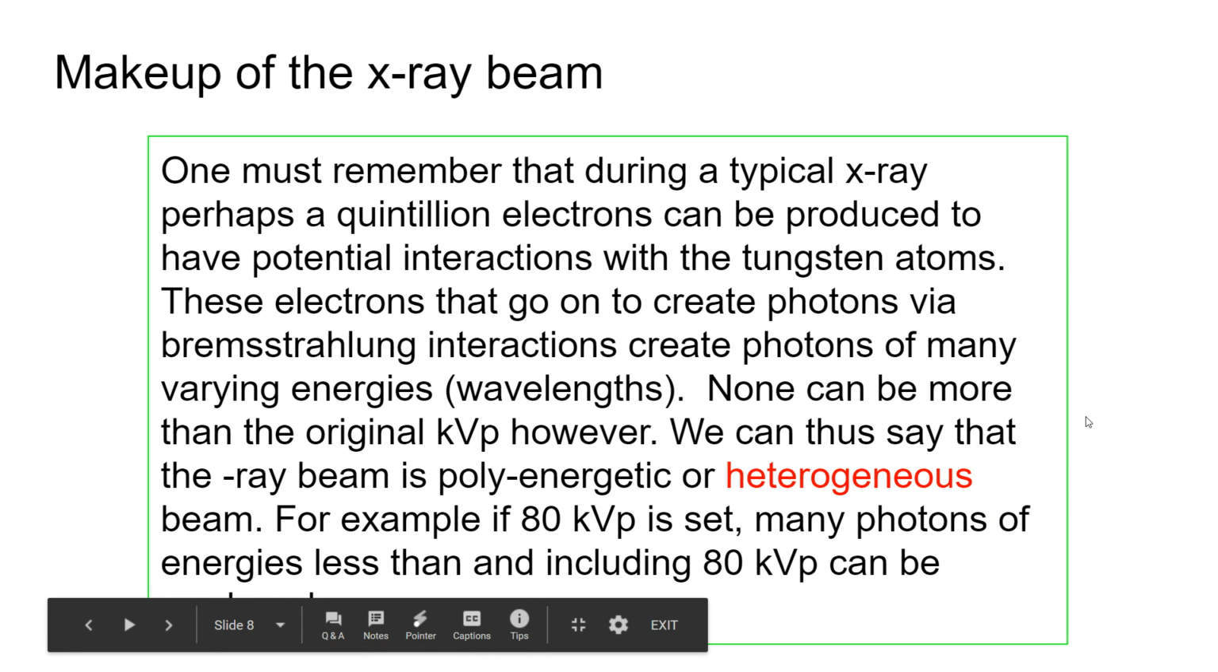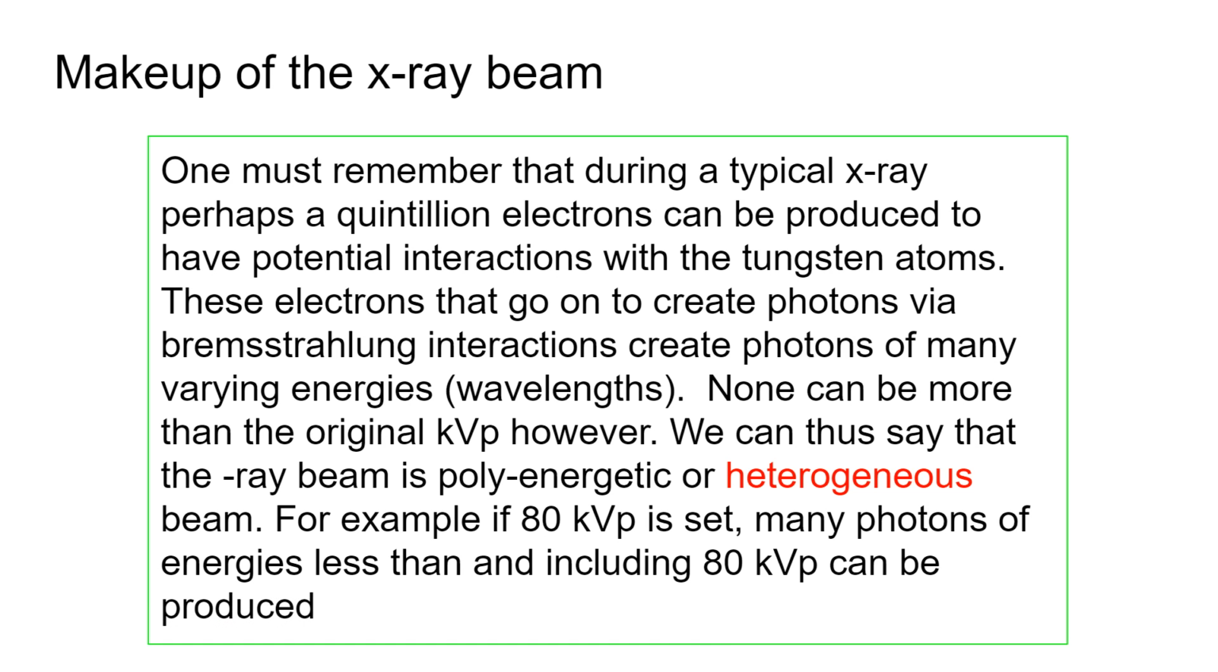Right, so this is what we already said. We're throwing in lots and lots of electrons, because remember we said the process is inefficient. We only get like 0.5 or 0.6% X-rays, no matter how many electrons we send in. Mostly what we get is heat. But what does come out is a polyenergetic or heterogeneous beam. And like we said, if you set kV at 80, you're going to get 80 or less. With Bremsstrahlung, you're getting a whole lot of different things.